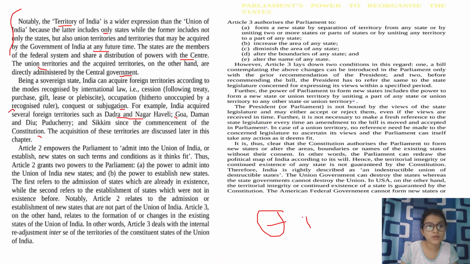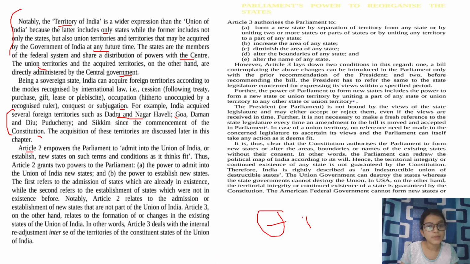So these are some of the examples that India has taken under its own after the formation of the constitution. The acquisition of these territories are discussed later in the chapter. So these have been discussed in a broader sense in later pages. So this is all about Article 1 that we have covered. Now let's come to Article 2.